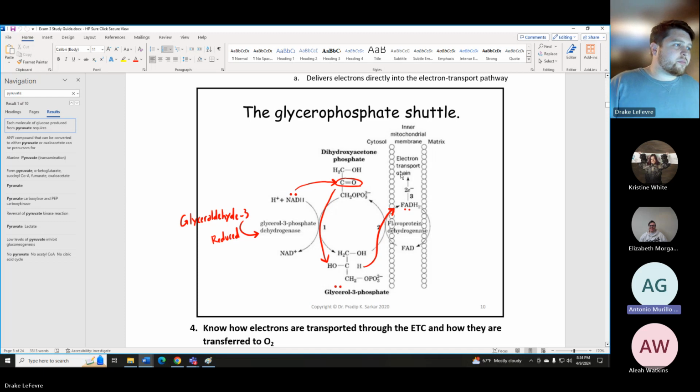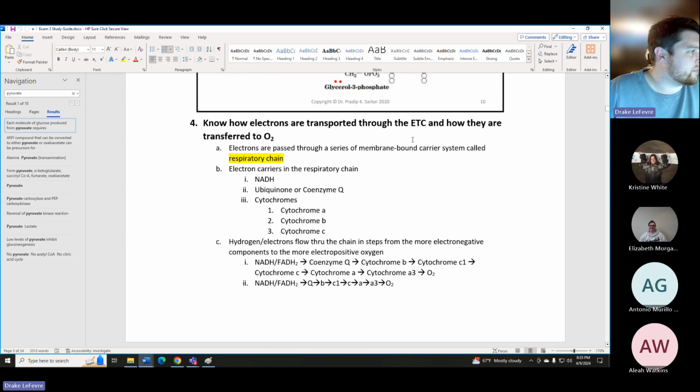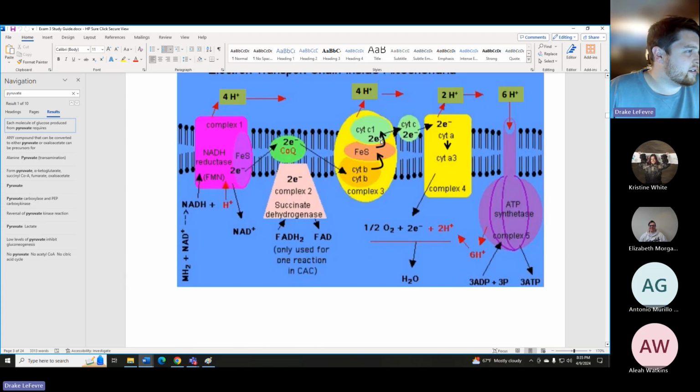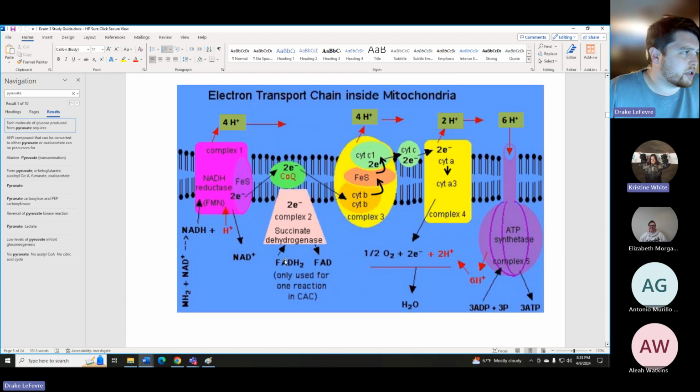Specifically, what complex within the electron transport chain accepts electrons from FADH2? The succinate dehydrogenase. Which complex of the electron transport chain? Which complex protein? Complex 2. Correct, complex 2. Good job. And that leads us into our next chunk, the electron transport chain.